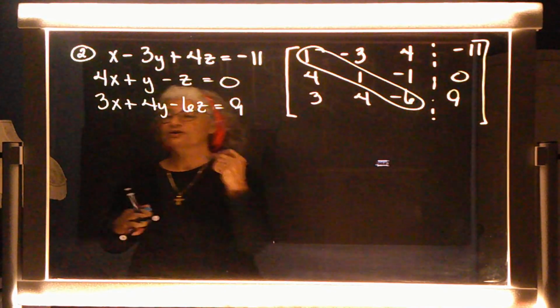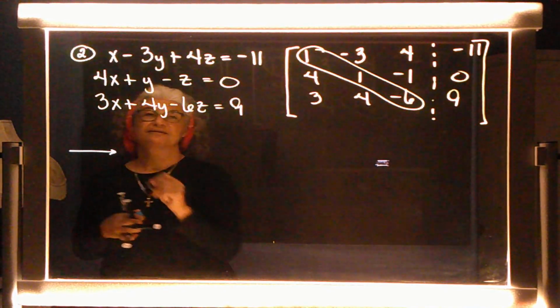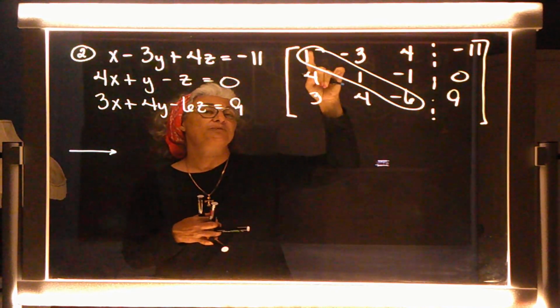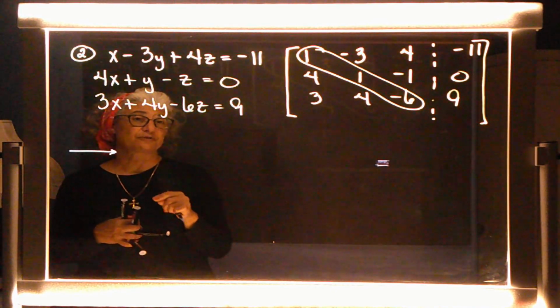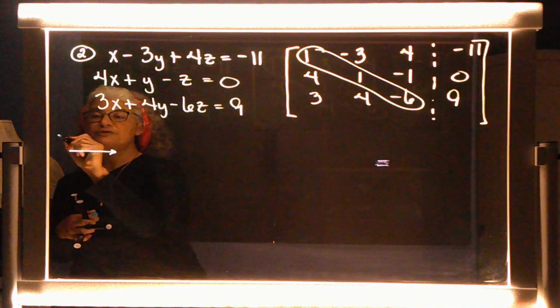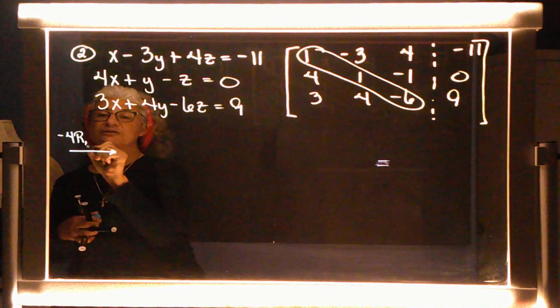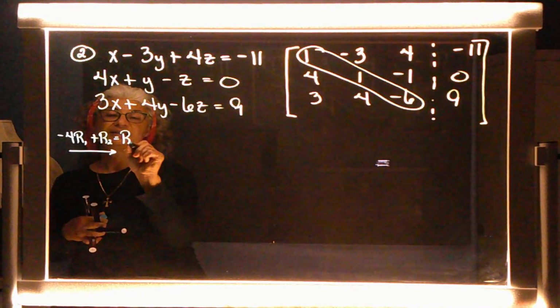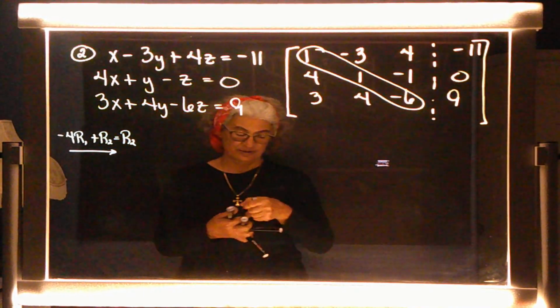Yes, we are going to take that first row. Remember, you need that 1 and that 4 to be the same number because I'm getting rid of the 4 first. Good, so take the first row and multiply by a -4. Add it to the second row and your answer will be in the second row. Good.